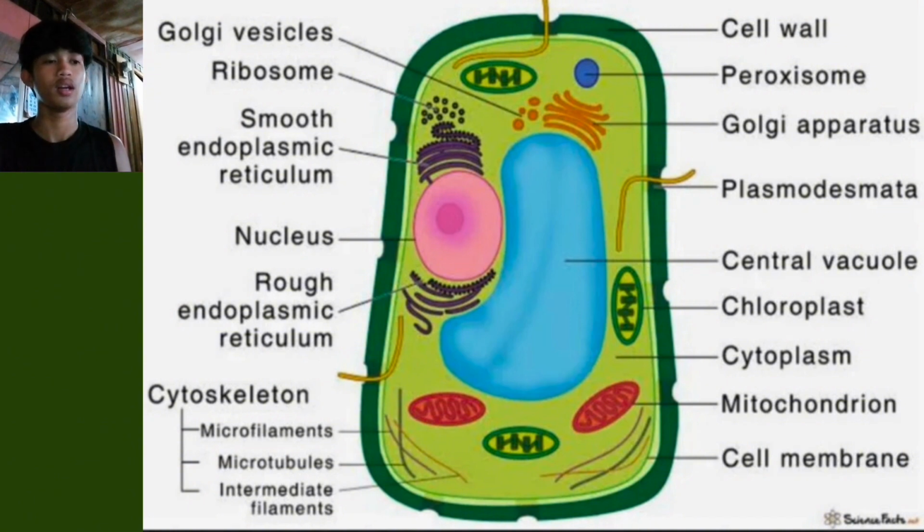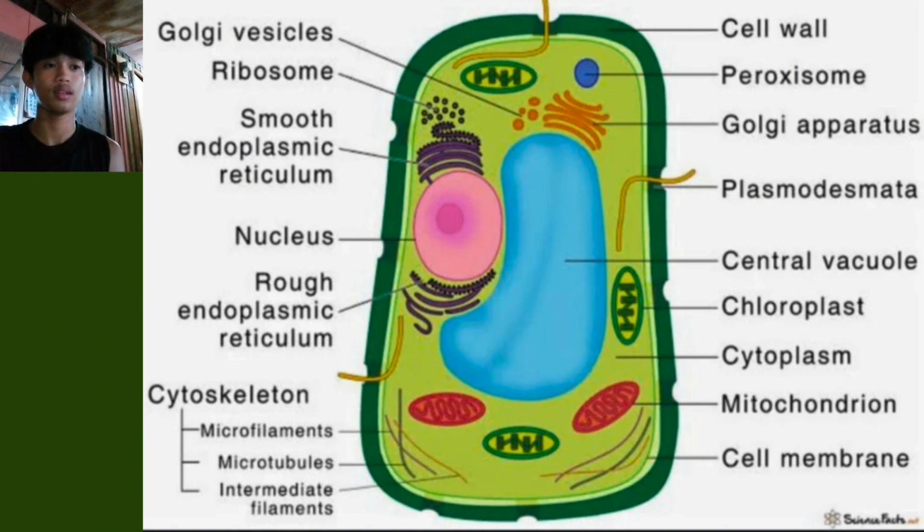Next, we have the nucleus. The nucleus serves as the central control center, containing genetic information and overseeing essential cellular functions for growth, development, and reproduction.